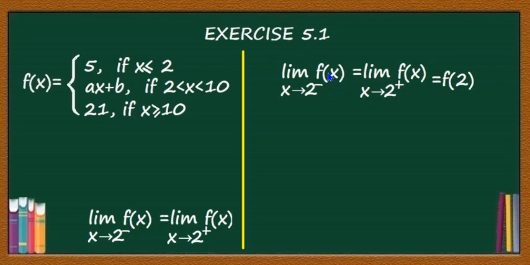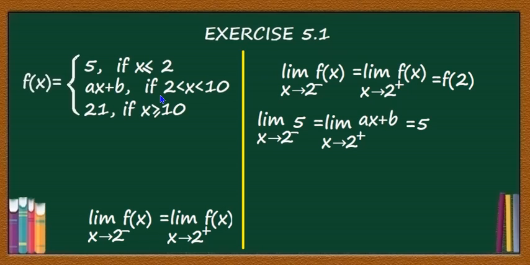Replace f of x by 5 here, and we will have limit x tending to 2 minus of 5. Limit x tending to 2 plus f of x, with x slightly greater than 2. When x is greater than 2, the function is defined as ax plus b, so that's equal to limit x tending to 2 plus of ax plus b, which is equal to 5, because what is f of 2? When x is 2, the function is defined as 5, see here, and it's equal to 5. And limit x tending to 2 minus of 5 is equal to 5, and this is a into 2 plus b.